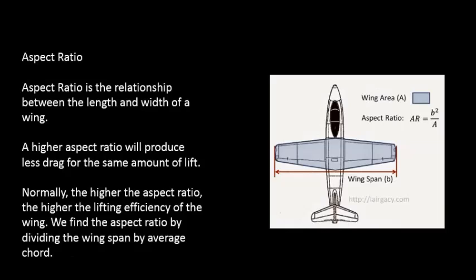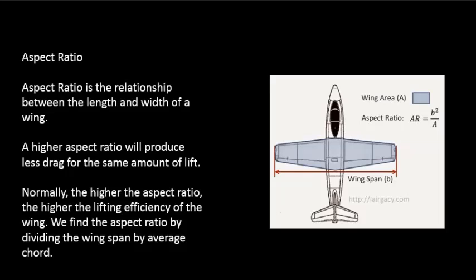Wasn't a very happy wing. The next thing we're going to talk about is aspect ratio. Aspect ratio is the relationship between the length and the width of a wing. And aeronautical engineers use this information when they're designing airplanes. A higher aspect ratio will produce less drag for the same amount of lift.